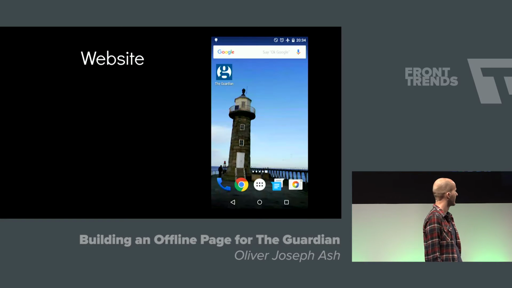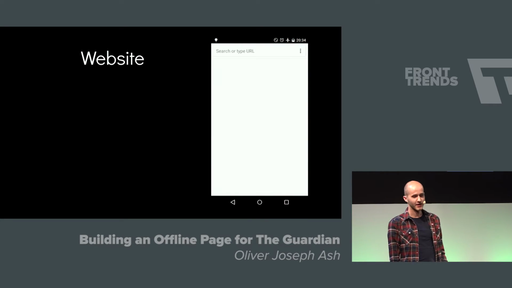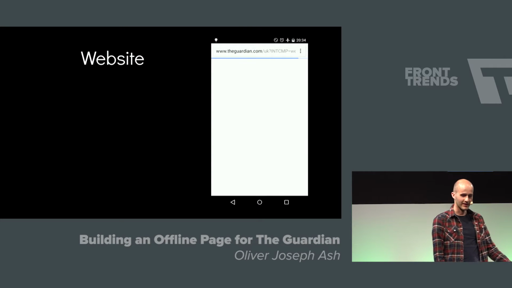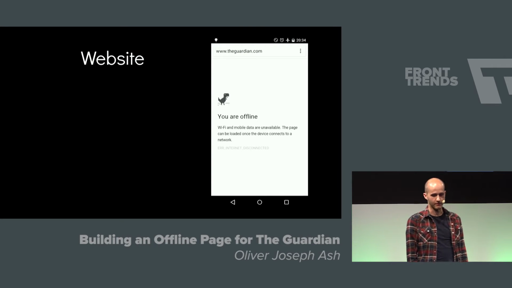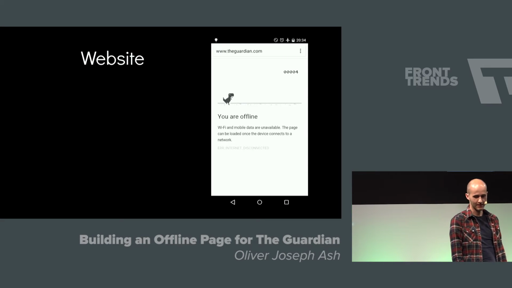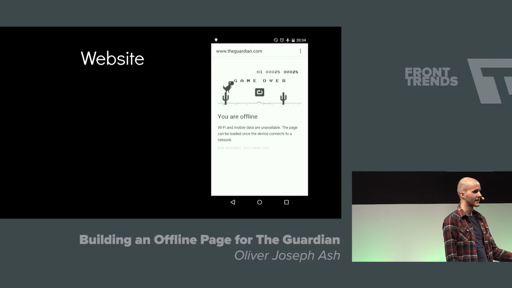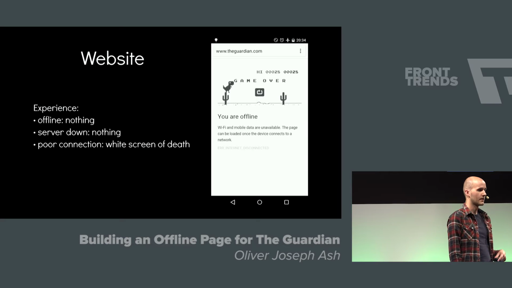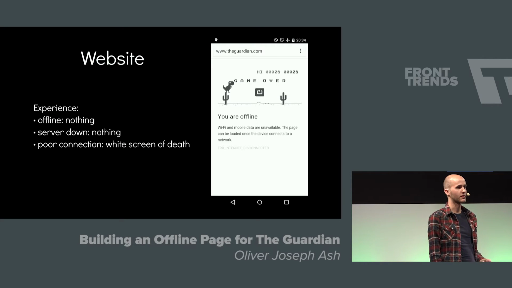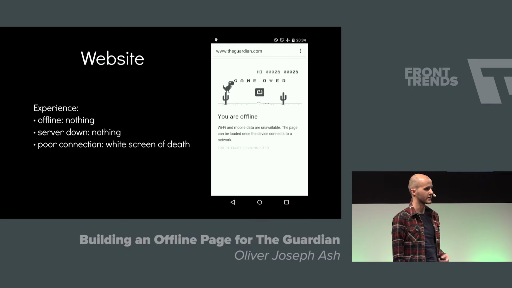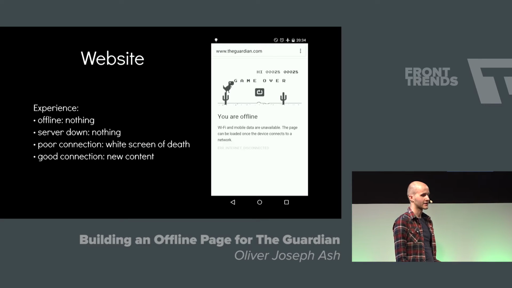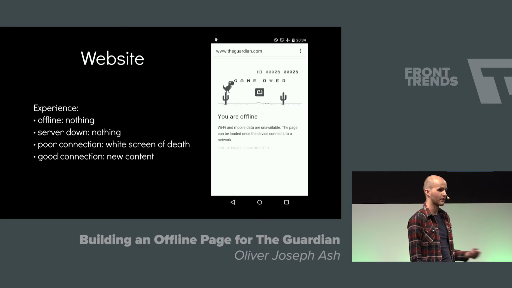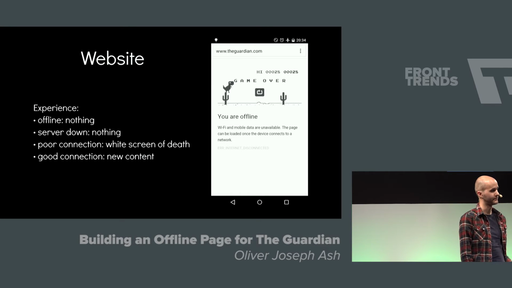But on the web, if you're offline and you go to theguardian.com, you just get this really bad offline experience. It does have a game to play if you tap on the dinosaur, which kind of helps a little bit, but it's not as good as getting the real content. If the server's down, you're going to have the same thing. You're going to see the offline page. If you have a poor connection, it's kind of worse because you'll just be staring at a white screen while the content tries to load. And if you have a good connection, then finally we have the happy path. We're going to see the content that we came for.